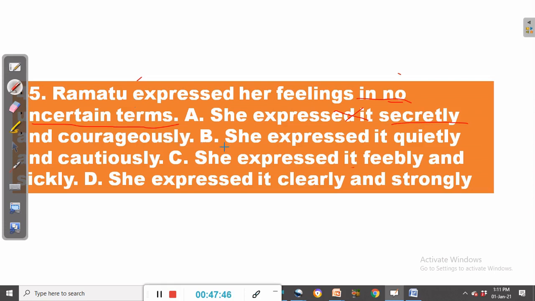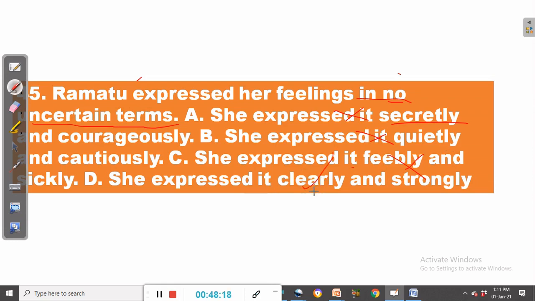So she didn't do that secretly. She did it clearly. B, she expressed it quietly and cautiously. Well, we can eliminate these two because that's really not the impression we have gotten from the sentence. C, she expressed it feebly and sickly. This is also eliminated. So we are only left with D. If D is not the answer, then we are in trouble. Then option D, she expressed it clearly and strongly.